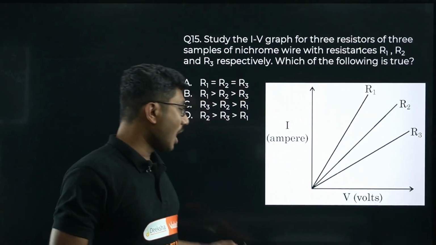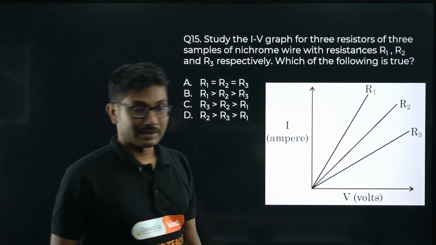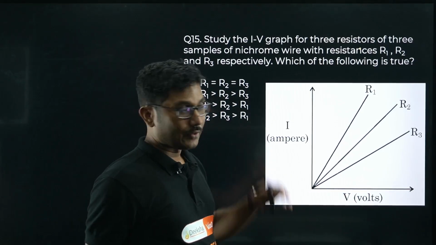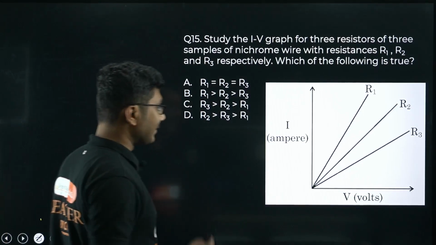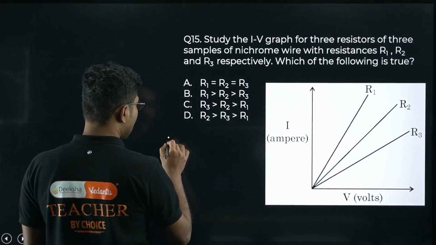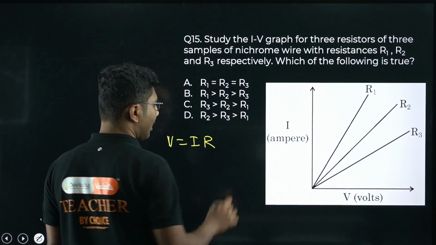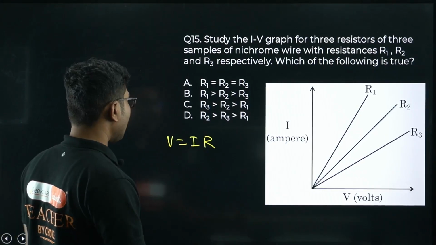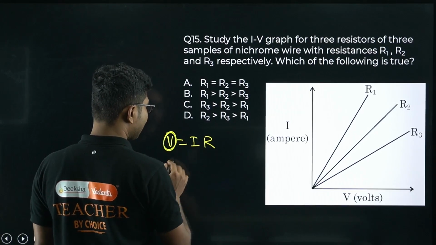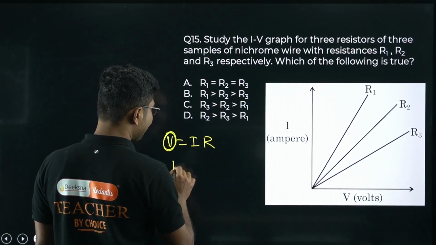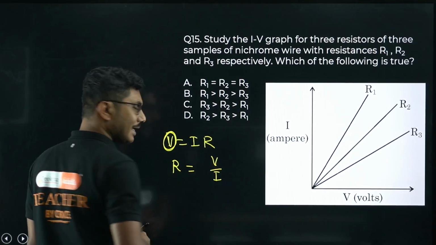In your textbook, I was given along the x-axis and V was given along the y-axis, right? So what is changed here? First of all, let us understand this. V equals I R. If V is fixed, then resistance is basically inversely proportional to I, right?